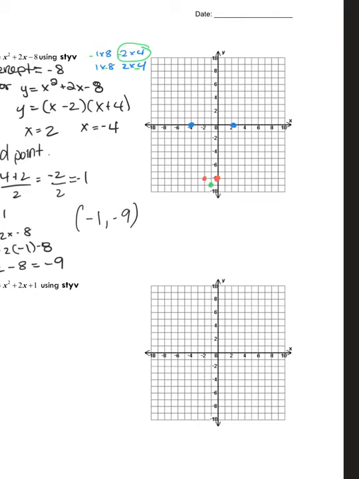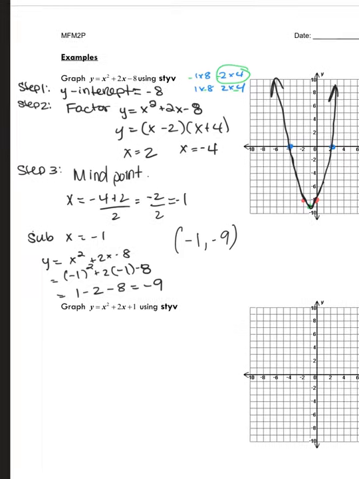So now, because I have 3 points on each side, I can connect these. And on your paper, it's a little bit easier than on my screen. You can kind of move the paper to connect, okay? So now that's drawn. Okay, so that's today's lesson.